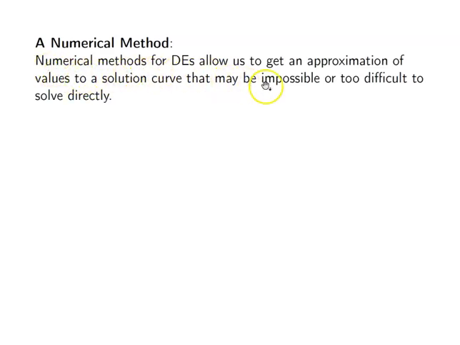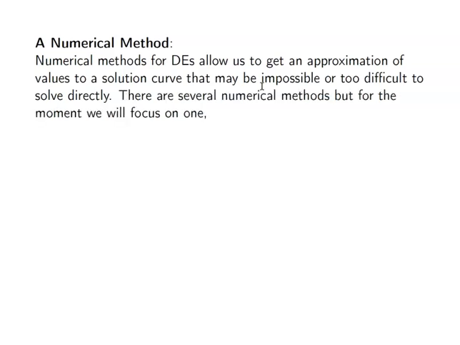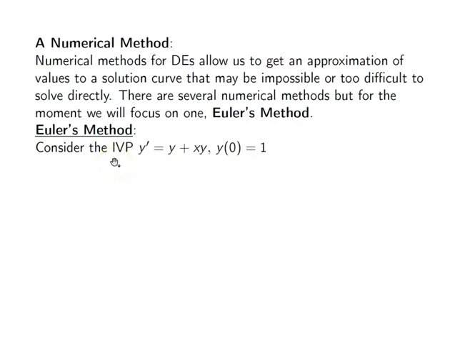So numerical methods for DEs, again, allow us to get an approximation of the values to a solution curve that might be impossible or too difficult to solve directly. So there's several numerical methods, but we're only going to focus on one, which is again Euler's method. There are some very complicated, much more advanced, very accurate methods. This is sort of the easiest, simplest, least accurate method, right? So that's the one we'll start with. So Euler's method. Let's just jump into an example.